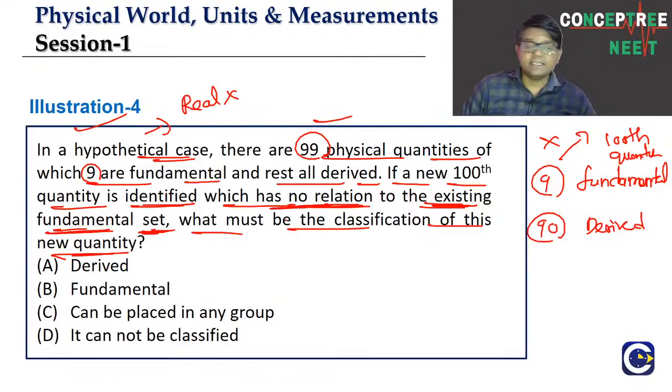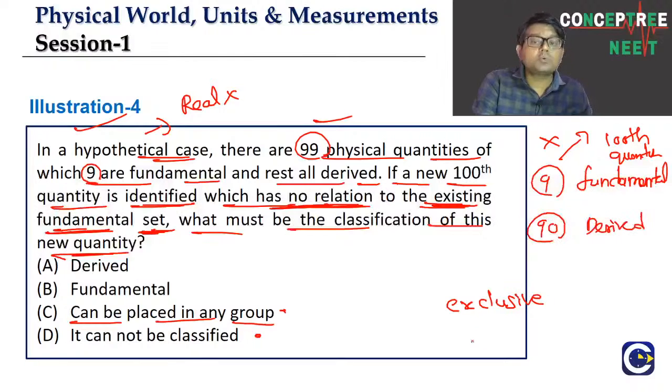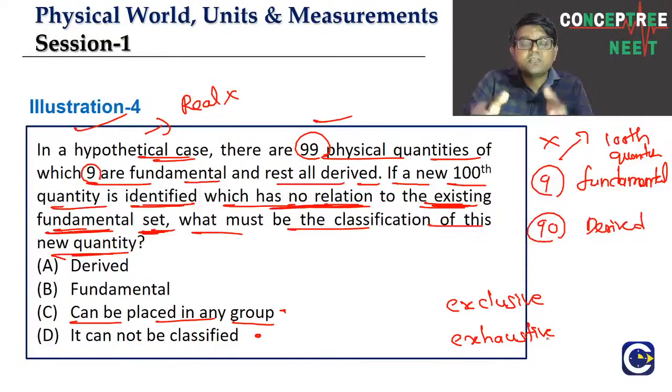So before I go and answer this, let's look at option D and option C. Option C says it can be placed in any group. Remember we said the classification has two important factors. What are the two important factors? The classification is exclusive, and secondly, it is exhaustive. So exclusive means either it will go here or there. So you cannot say that it can be placed in any group.